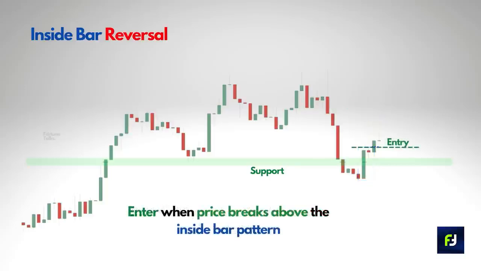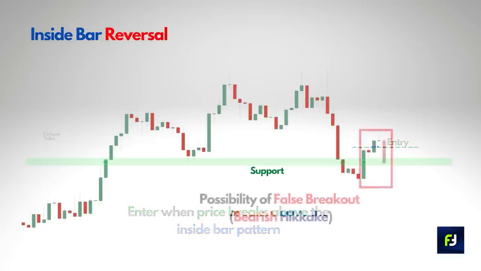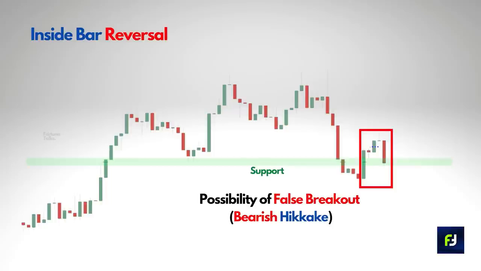This is exactly when you can enter a long position, that is, when the price breaks out of the inside bar. This particular approach will let you enter the trade as the price moves in your favor. But on the downside, there is a possibility of a false breakout due to a bearish Candlestick pattern, as we have learned earlier. You can avoid this trap by taking on a more conservative approach.